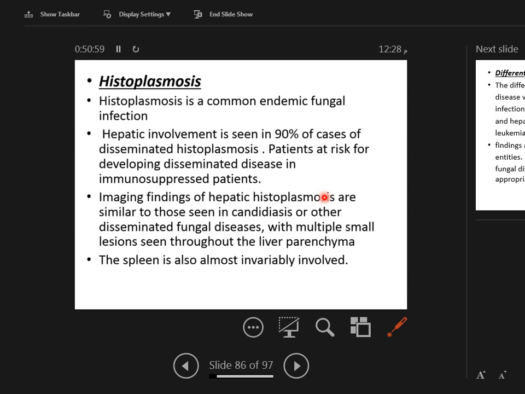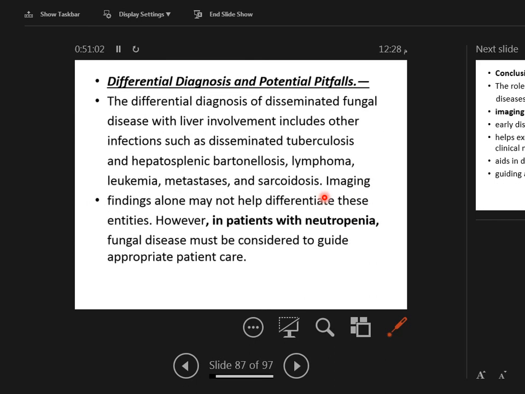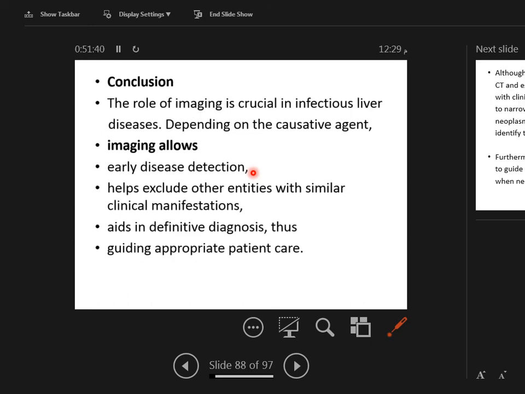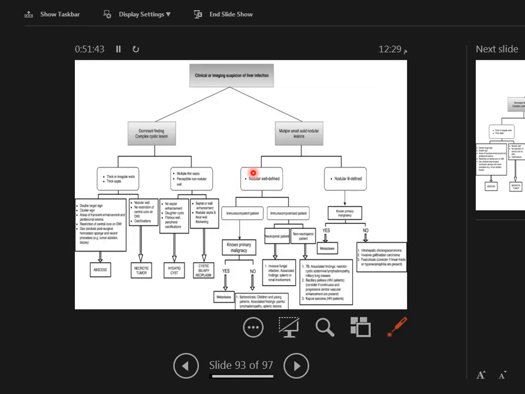Histoplasmosis is a common fungal infection like candidiasis, but here in a patient with neutropenia, mainly to get fungal infection. Without neutropenia, if not, consider tuberculosis. So I think that's most of this.